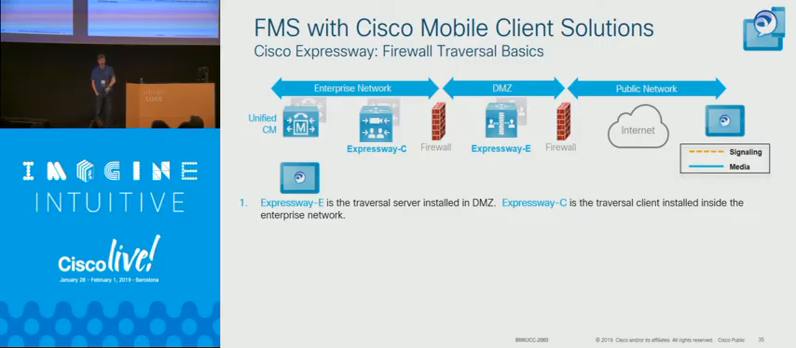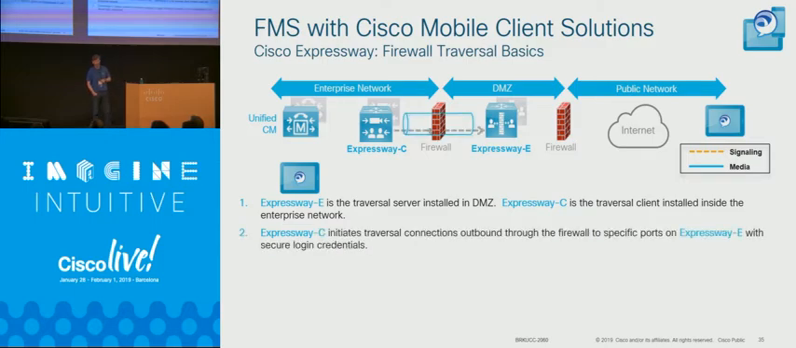Expressway E is going to be the traversal server, and it's going to be installed in the DMZ. So we'll put that in our secure DMZ. And then we have Expressway C, which is our traversal client, and is going to sit inside the internal network. And the first thing that happens when we set these up is Expressway C is going to initiate an outbound connection through the firewall to Expressway E. And they're going to do that through a specific port, and they're going to do that using secure credentials and certificates.